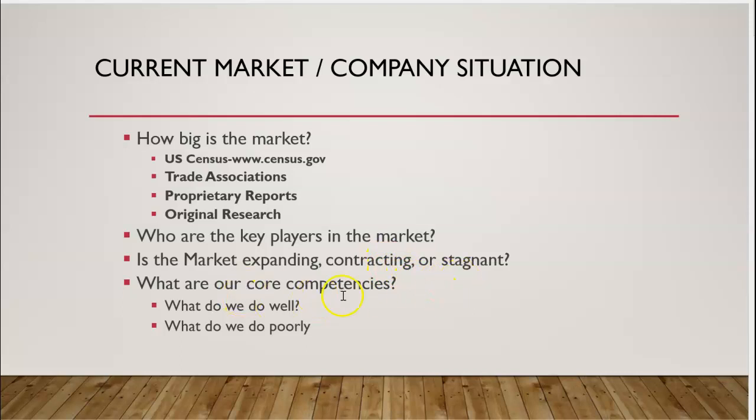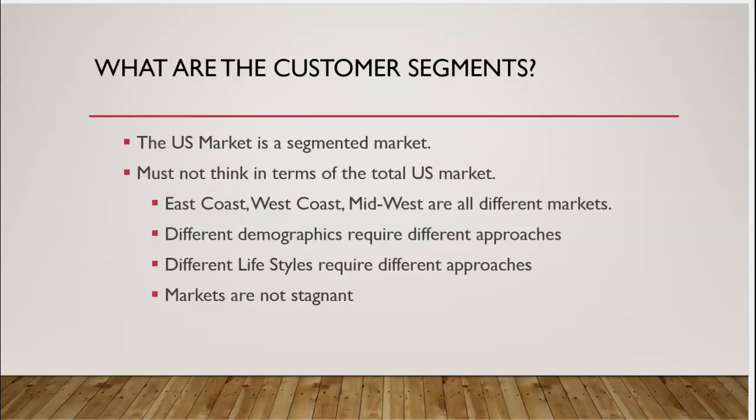And what are our core competencies? What do we do well? And what do we do poorly? That should have a question mark, right? What do we do well and what do we do poorly? So that's the company situation. Okay, and this is all part of the strategic and analytic process that's used in looking at companies and industries. It's a big piece of strategic planning.